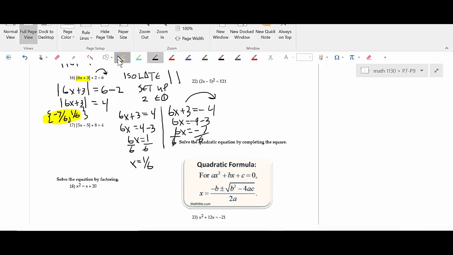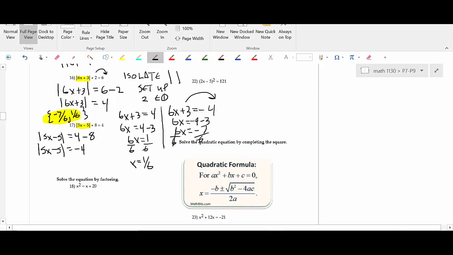What's the first thing you have to do on number 17? Got to isolate. So move the 8 to the other side. We're going to have the absolute value of 5x minus 5 equals 4 minus 8. So that's going to end up giving 5x minus 5. I'm glad I did this problem because I just now realized I really need to talk about this a little bit. I want you to look at this problem real carefully.